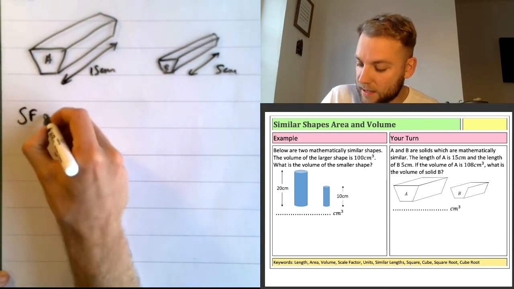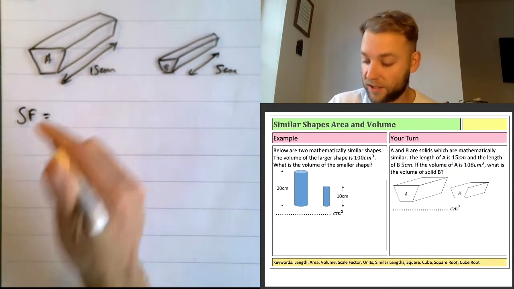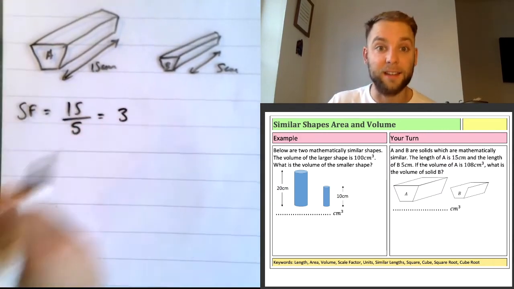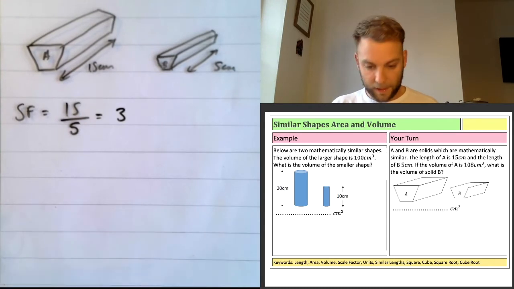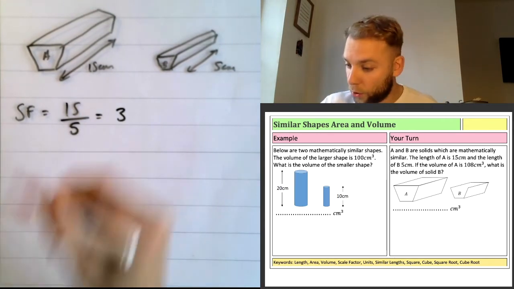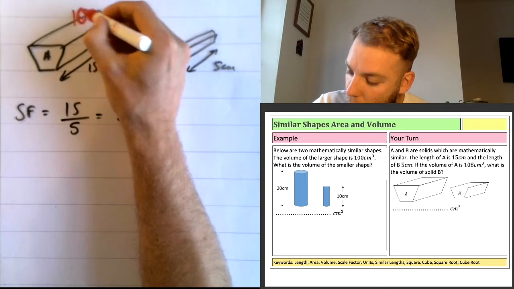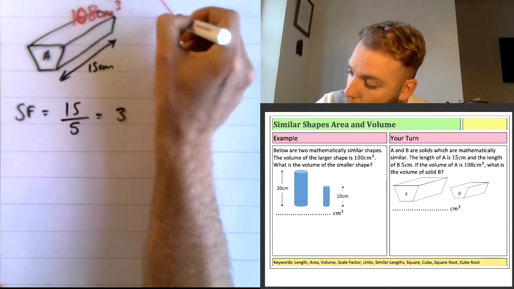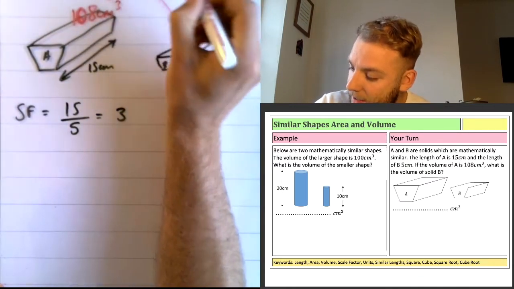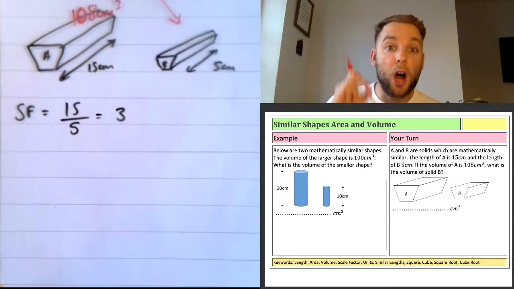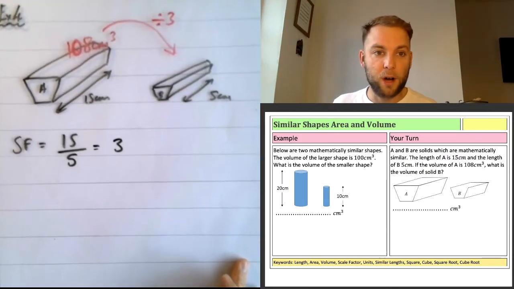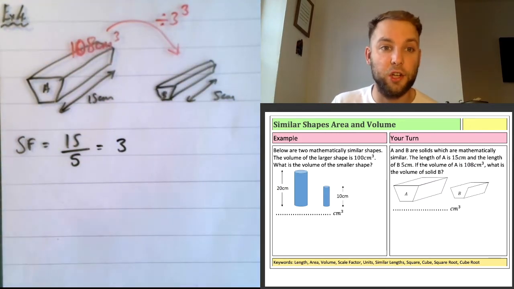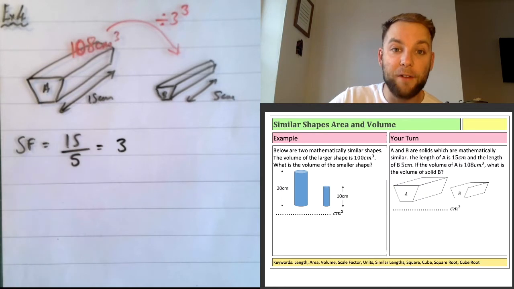First thing, as always, is I work out the scale factor, which is my larger similar side, 15, divided by my smaller similar side, which is 5. So my scale factor is 3. So if I know my larger volume, which is 108 centimeters cubed, I work out my smaller volume by dividing by my scale factor, which in this case is 3. But because it's volume, I need to divide by 3 cubed. And that's the key part of this. That's the new part. When I'm dealing with area, I'm squaring.